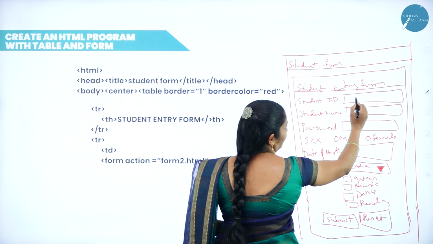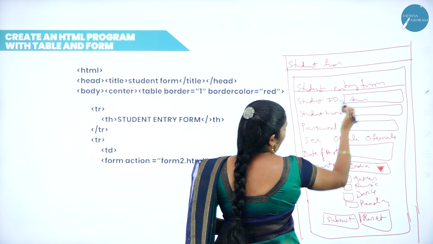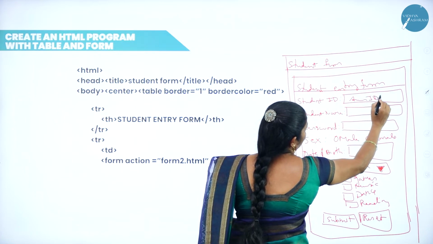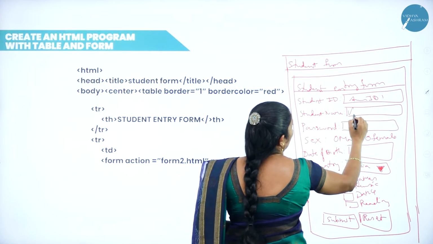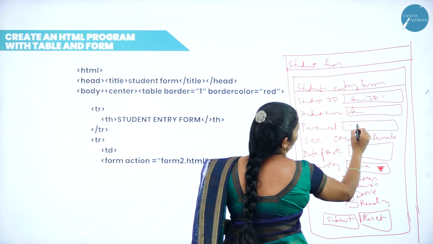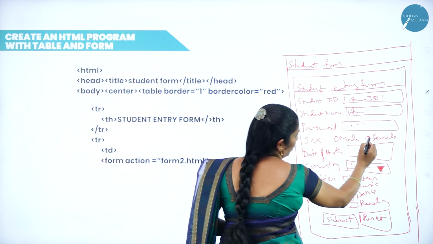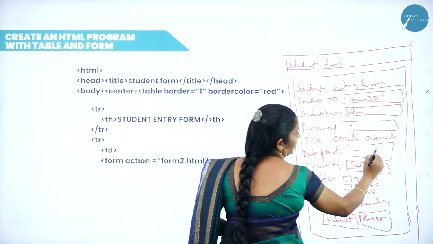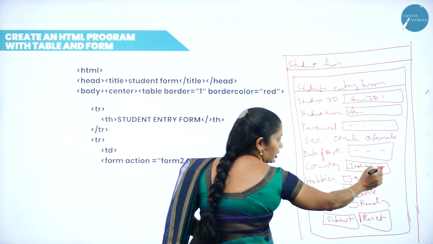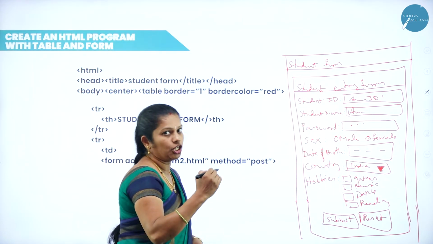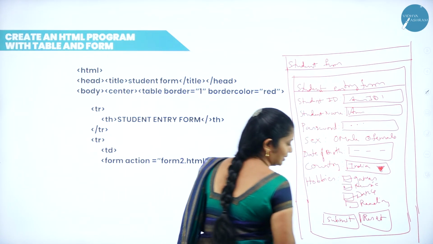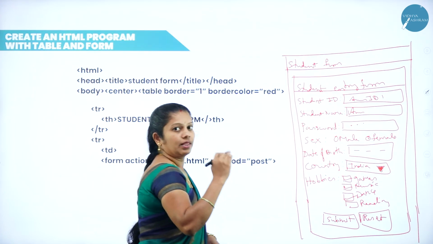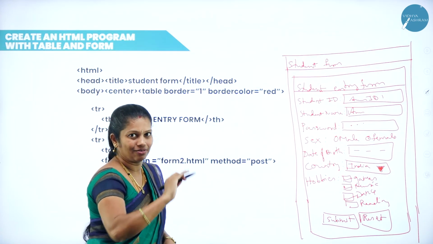Consider you have written some data, Anu ID 1. Like that, whatever ID you want you can write, and the name Anu, and the password will display in the format of bullets. Here only one option we can select, and here you have to write the date of birth. When you click here, you will get multiple options, and only one you can select. Then hobbies, whichever you want you can select here.